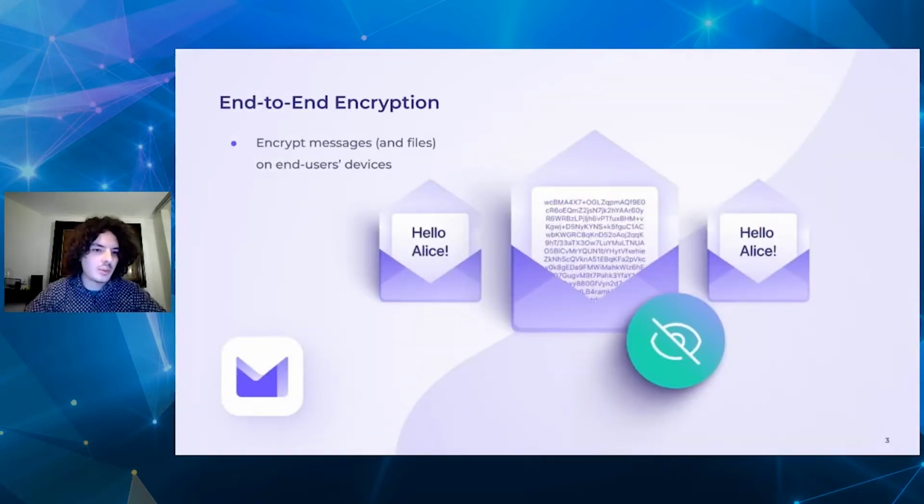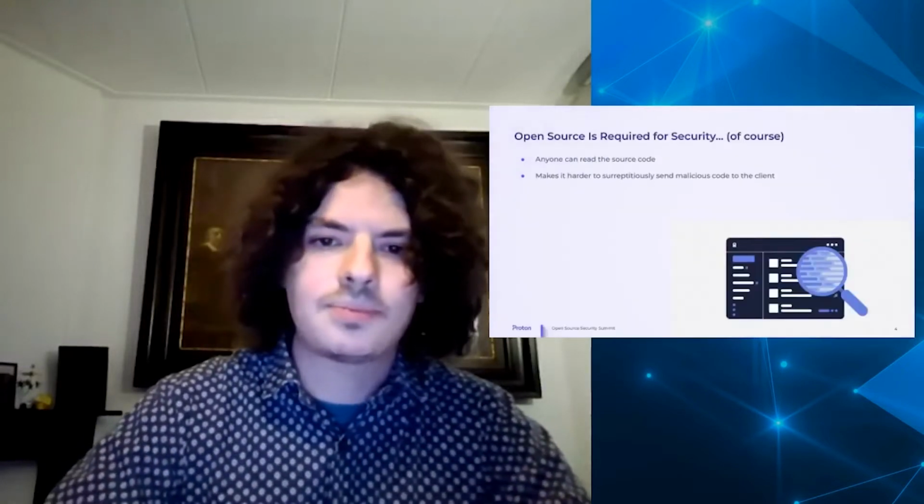So how do we do that? Well, we use end-to-end encryption. In the case of mail, this means that when Bob, for example, sends a message to Alice, Bob encrypts the message on his own device with the Proton Mail client, and then it's sent via our servers to Alice, and Alice decrypts the message on her own device, and at no point does our server have access to the message. So you don't have to trust the server is the aim.